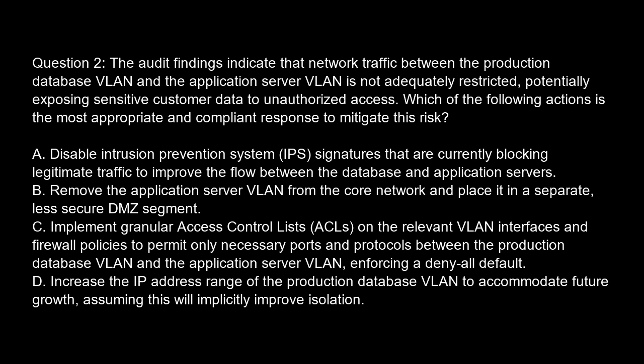Option A. Disable Intrusion Prevention System (IPS) signatures that are currently blocking legitimate traffic to improve the flow between the database and application servers. Option B. Remove the application server VLAN from the core network and place it in a separate, less secure DMZ segment. Option C. Implement granular Access Control Lists (ACLs) on the relevant VLAN interfaces and firewall policies to permit only necessary ports and protocols between the production database VLAN and the application server VLAN, enforcing a deny-all default. Option D. Increase the IP address range of the production database VLAN to accommodate future growth, assuming this will implicitly improve isolation.